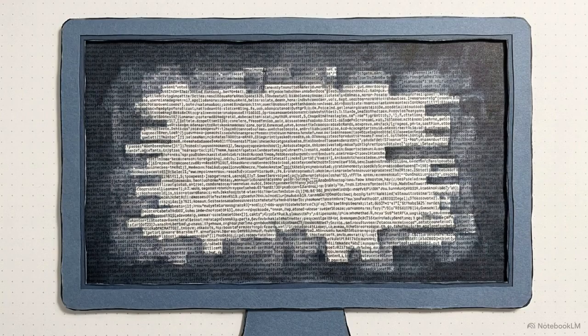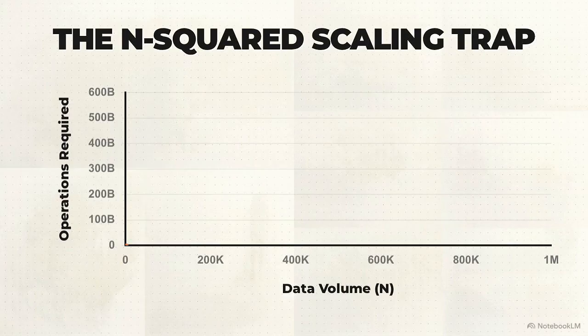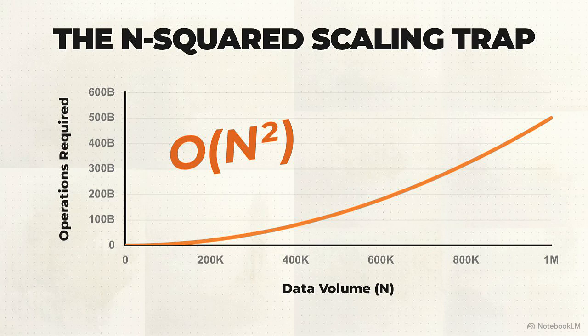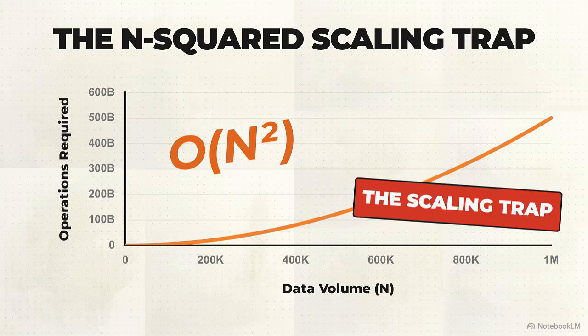But look at what happens when the scale shifts from 8 items to 1 million. At 1 million items, the computer is suddenly forced to execute roughly 500 billion operations. This is what computer scientists call big O of n squared. It is the mathematical definition of a scaling trap.